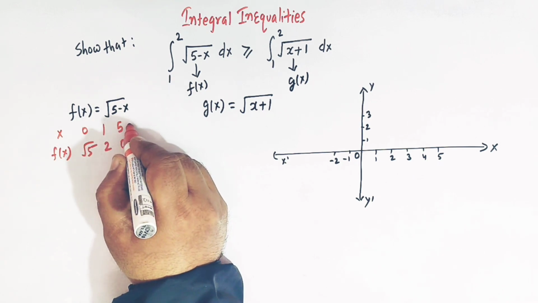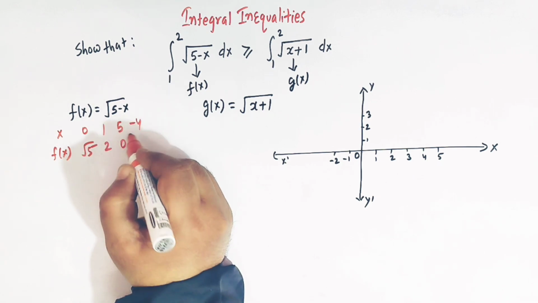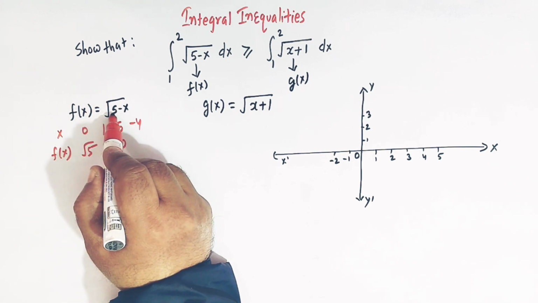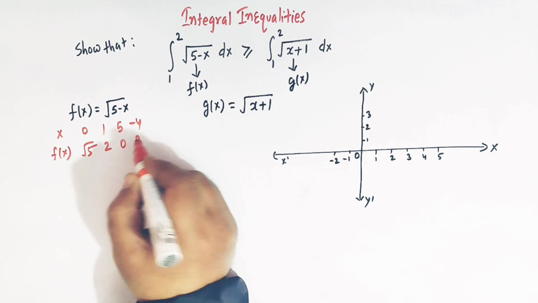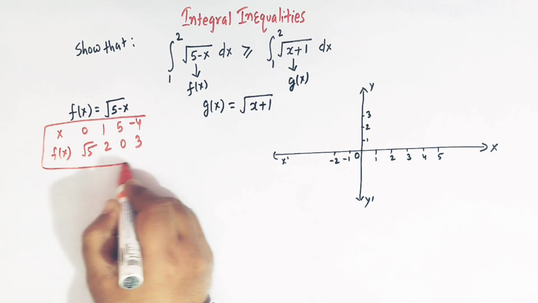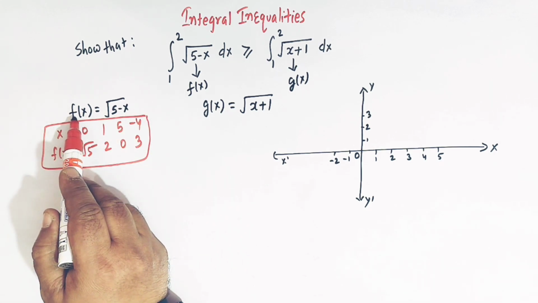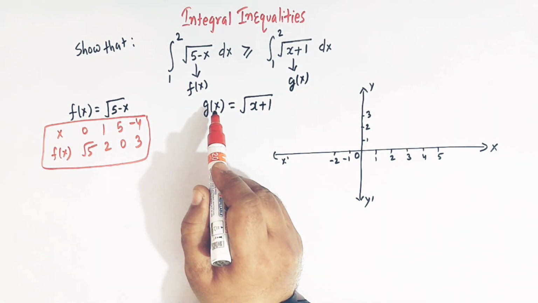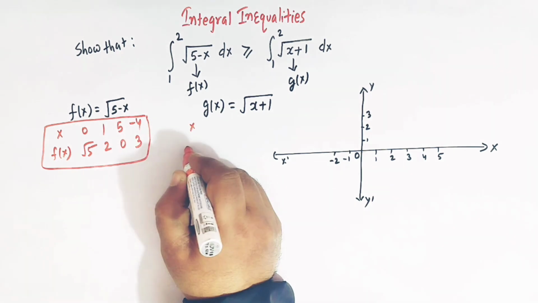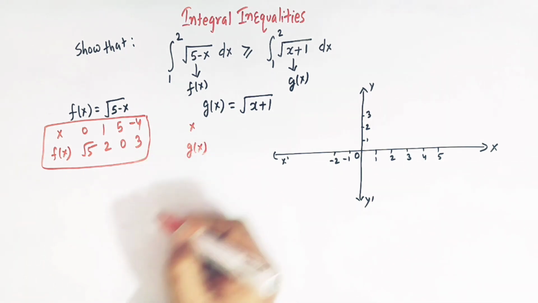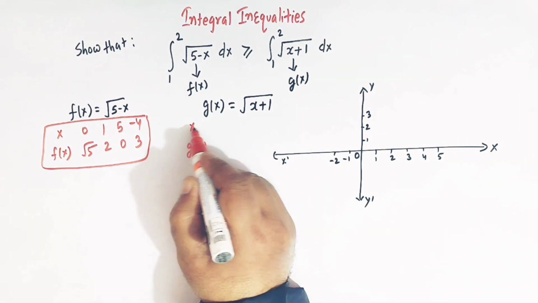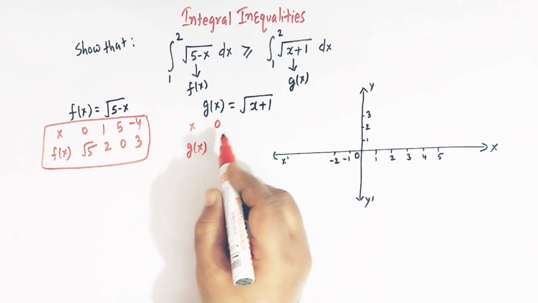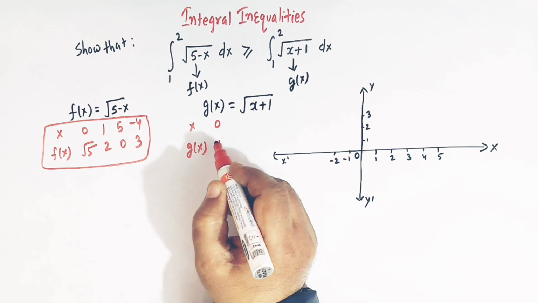And let us take one more value, say minus 4, right? So here we have 5 plus 4, that is 9. So square root of 9 is 3, right? So here we have the table for f of x. Now let us make a table for g of x, with x and g of x, right? Let us take x equal to 0. So we have 0 plus 1, which is 1, and the square root of 1 is 1, right?